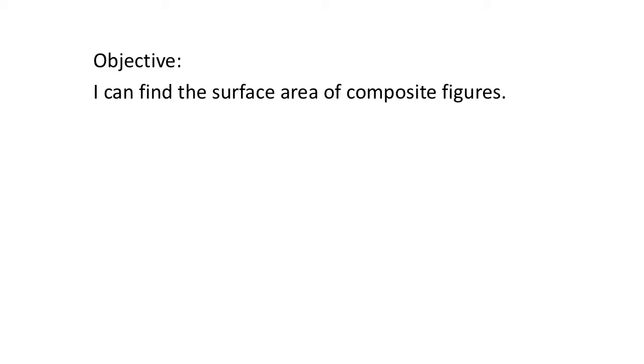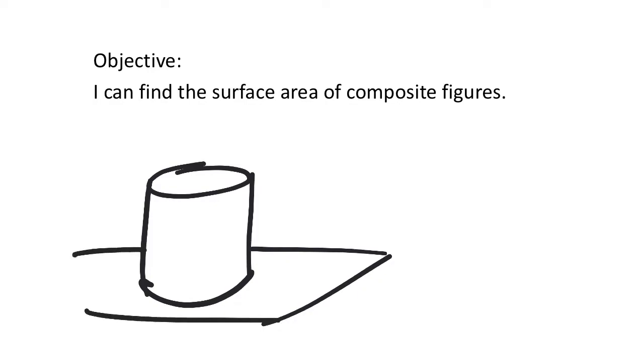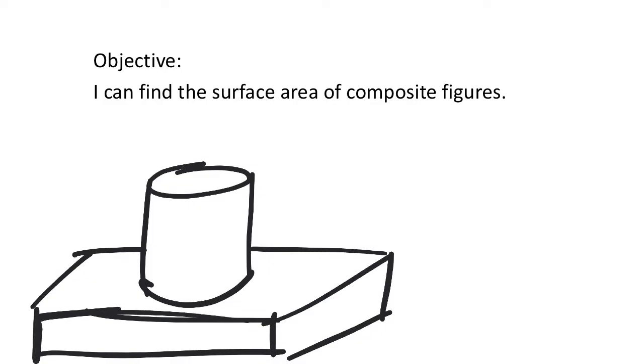By the way, this is not actually something that's new. It's just that now instead of looking at just a regular shape like, I don't know, like a cylinder like this, now it's going to be like a cylinder that's attached to the top of a prism like this one. Okay. And then we're going to say, hey, find the surface area of this figure.